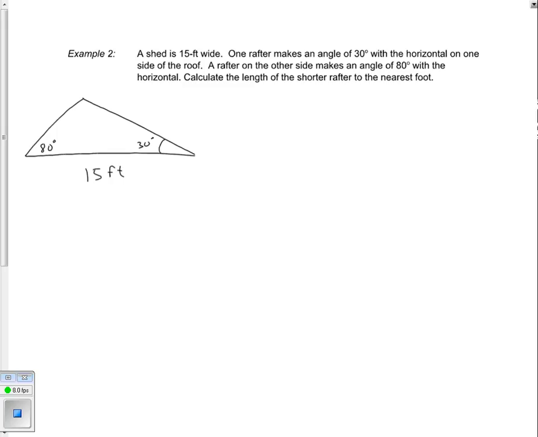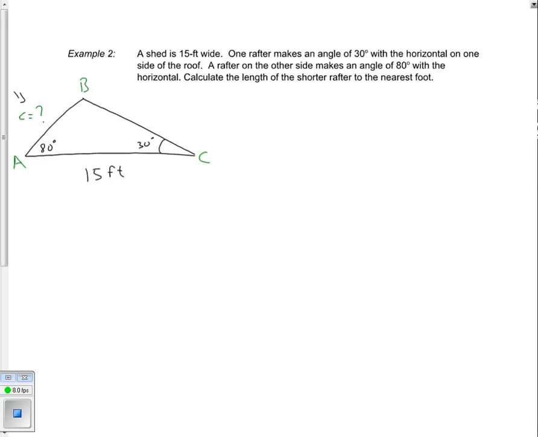So in this case, the length of the short rafter in our diagram is going to be right over here. So the length of the short rafter is always the side across from the smaller angle. So that's going to be this piece here. We want to figure out the length of that particular rafter. So let's label this triangle. We'll call this A, B, and C. So we're actually trying to figure out the length of C.